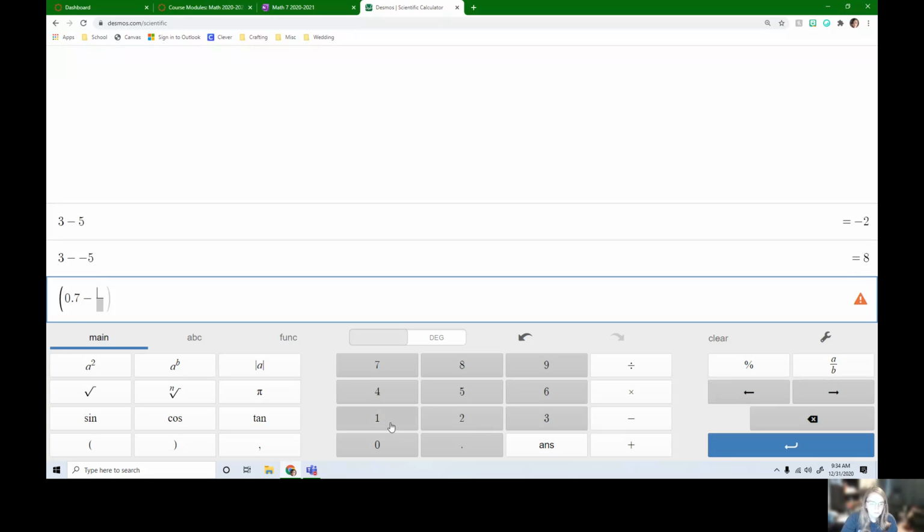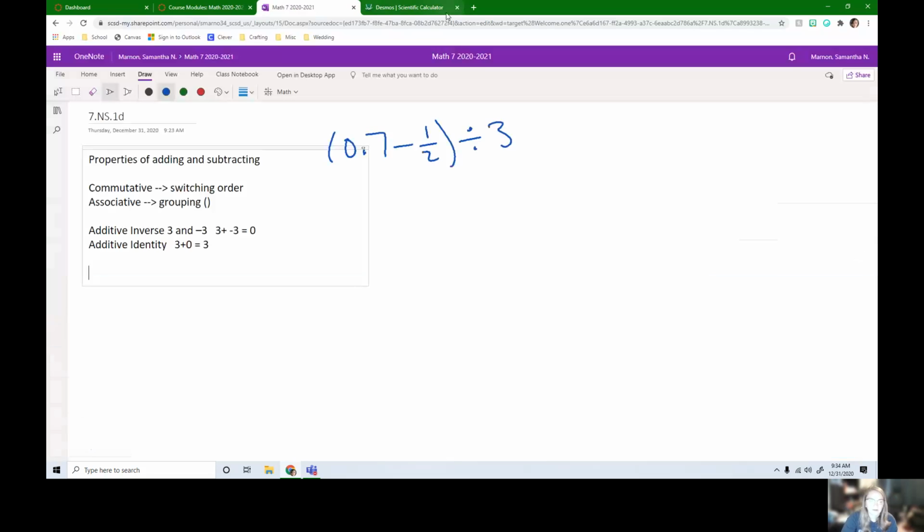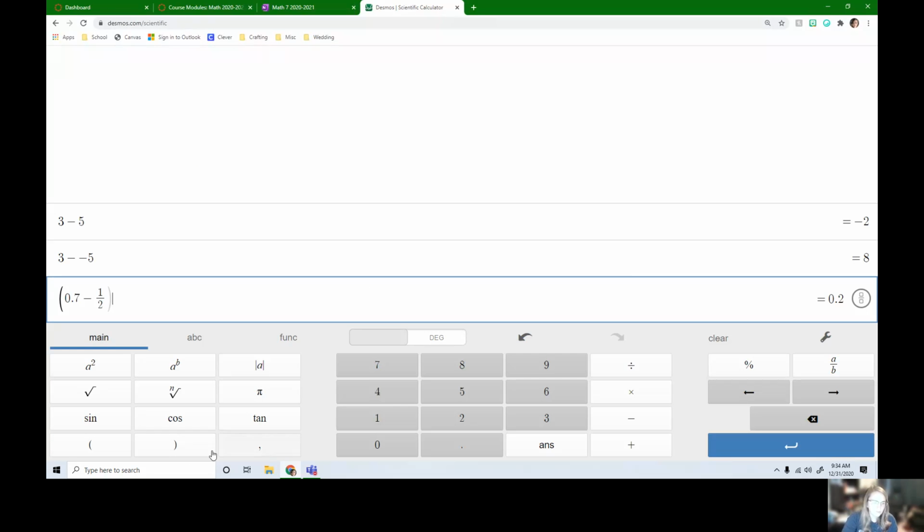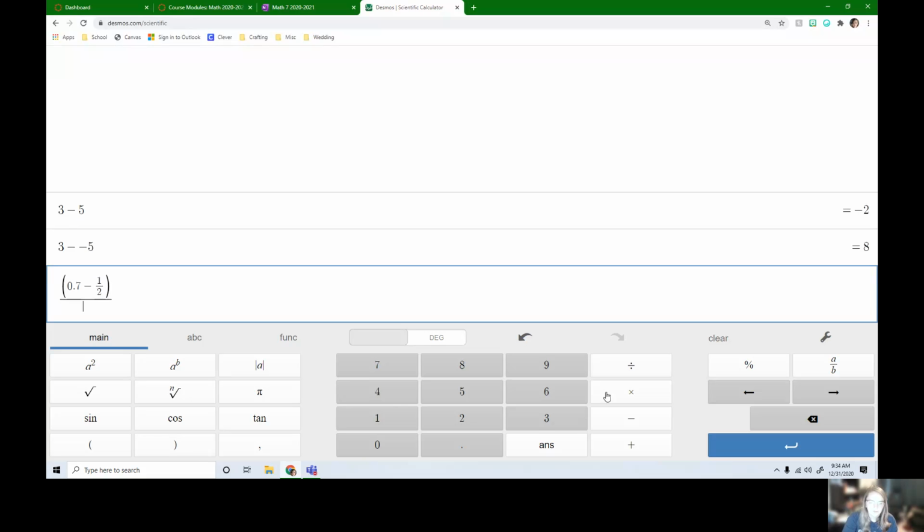Minus 1/2, divided by 3. So we can close the parentheses, divided by 3. And I do know on our Desmos calculator, it automatically will turn division into this fraction. On our other calculators that we use in school, it won't. And it'll tell you the answer. So I got 0.06 repeating.